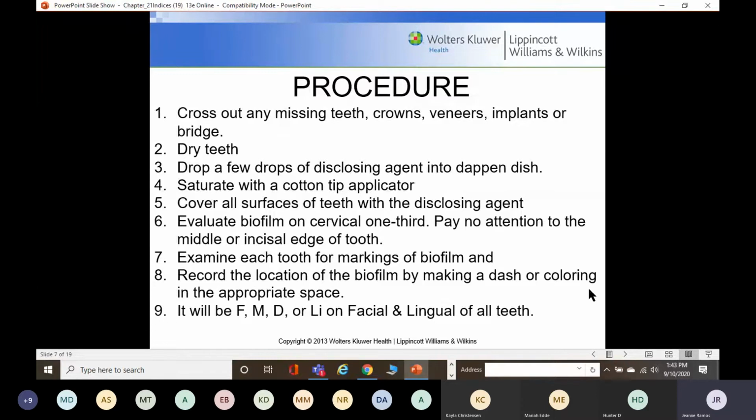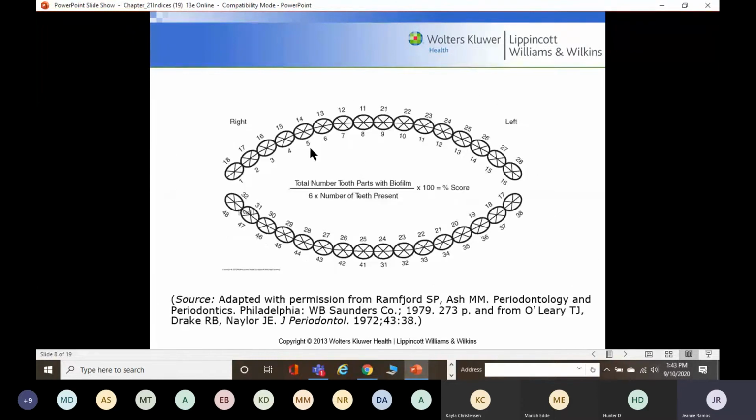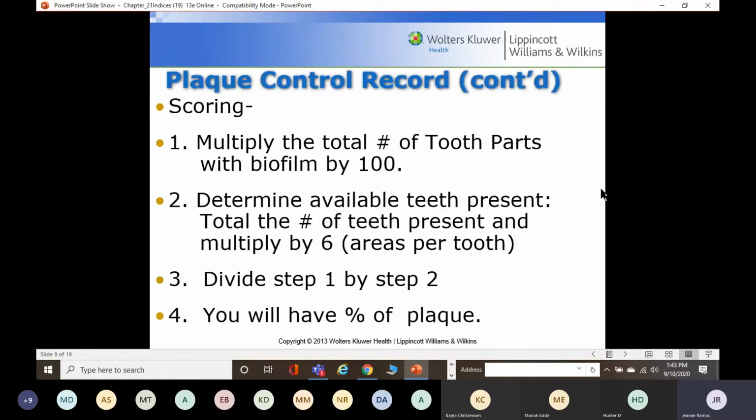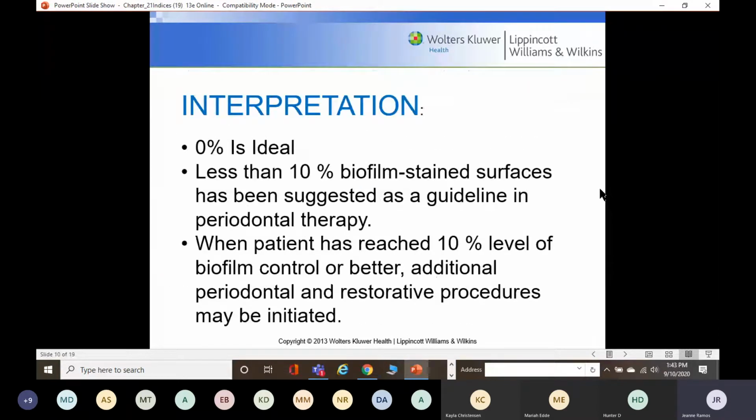So I think you saw all this. I won't go through the procedure, but you see how the calculation, like I was telling you, is right on the paper, so you don't have to remember it. So how do you interpret that?